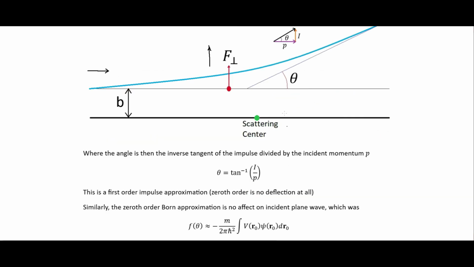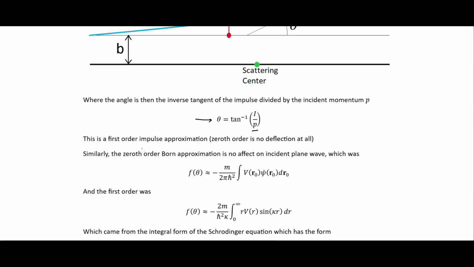And so what we would get for the angle then is theta is equal to the inverse tangent of our impulse over the momentum that it had in the incident direction here. So this is a first order impulse approximation. So the 0th order would be no deflection at all. And so remember, we said above that our 0th order Born approximation was that the incident wave is not significantly changed.